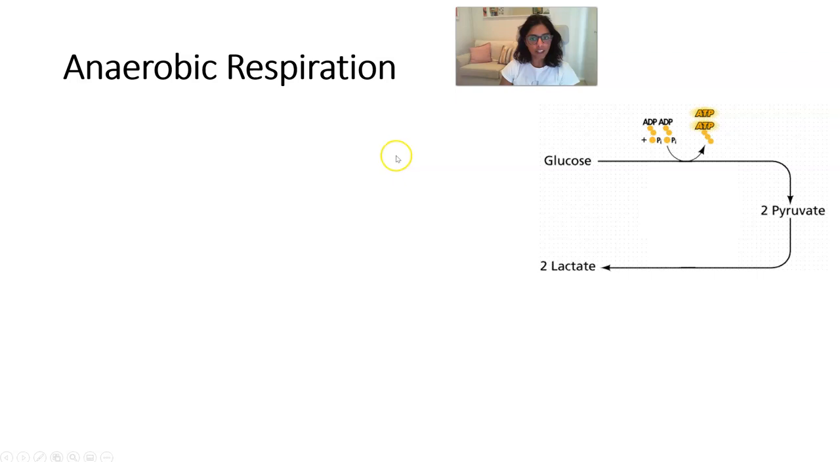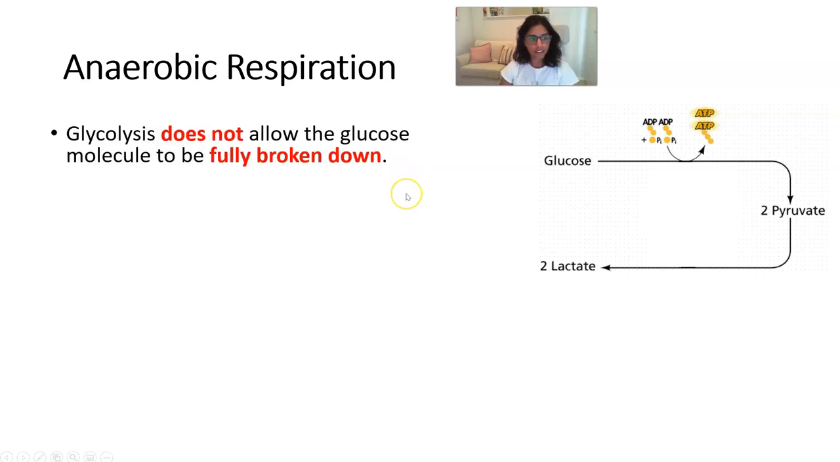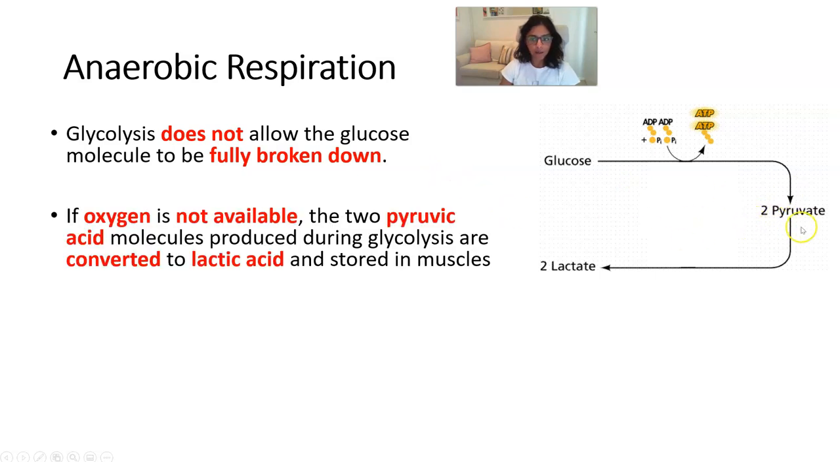Okay, so if we look at anaerobic respiration in a little more detail, we understand that glycolysis is the partial breakdown of glucose, so it's broken down into 2 lots of pyruvate. And we also know that 2 ATP are produced. So if oxygen continues to not be available for your cells, this pyruvate molecule has no option but to convert into another molecule which is called lactate and also known as lactic acid.